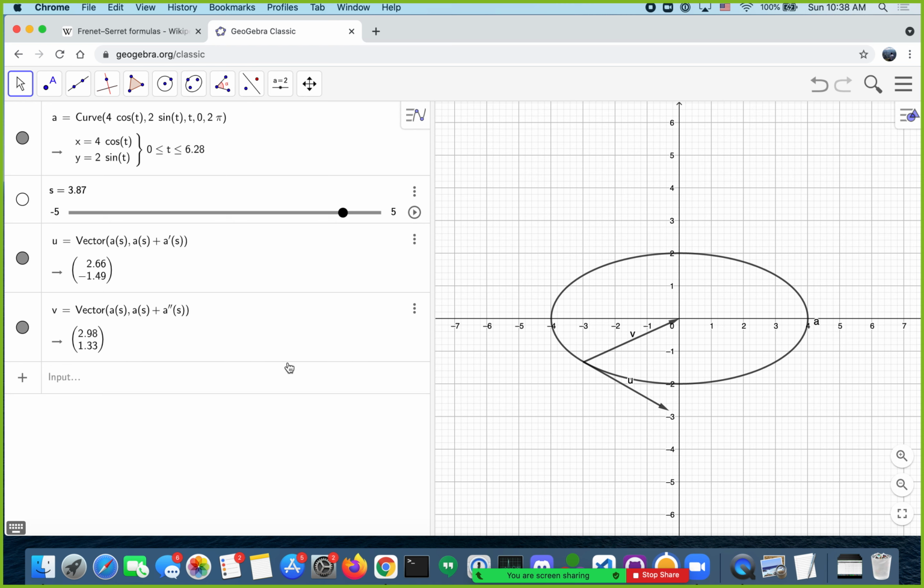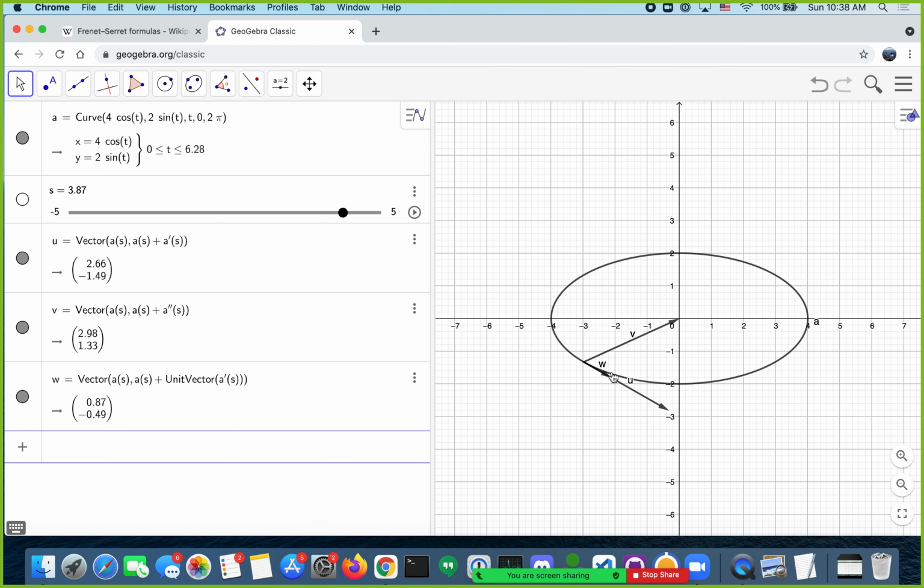But first, let's create the unit tangent vector. So I'm going to start at a of s, and I'm going to end at a of s plus a unit vector in the direction of velocity. It's sort of like normalizing the velocity a prime of s. And so you can see what I've made is this new vector w. It's just the same vector u, but normalized so that w has length 1. So I can even turn off u. Now you can only see the unit tangent vector. Okay, so there's the unit tangent vector.